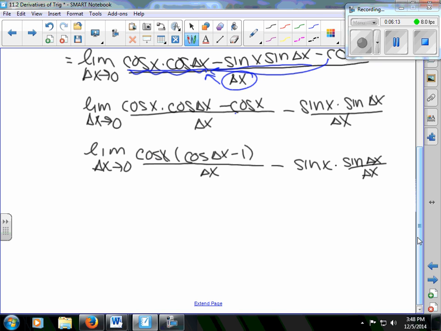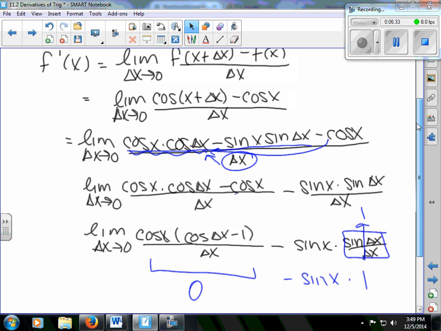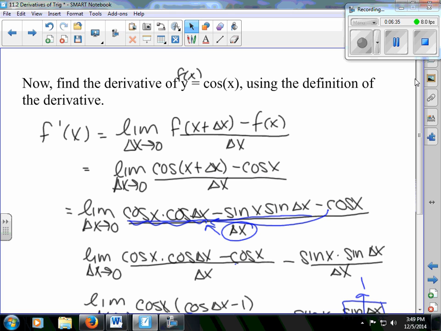Okay, now the reason why I've done this, and I'm not going to explain it any further because this is just a derivation, is that right here, this limit turns out to be 0. And this limit is minus sine of x times, as delta x goes to 0, this value goes to 1. And so your answer is negative sine of x. So you just need to know the punchline here. What is the derivative of cosine of x? It is negative sine of x.